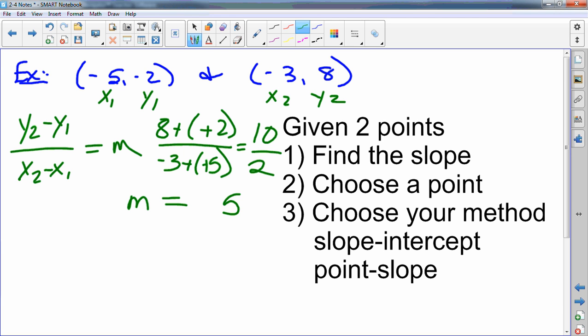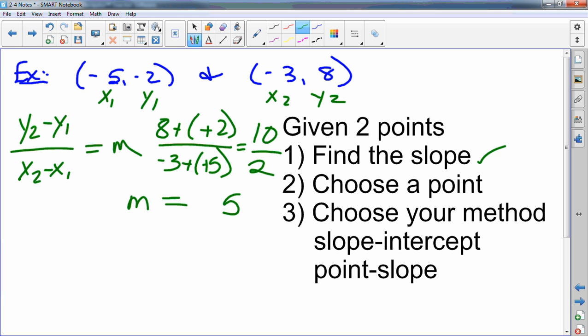So given two points, step 1, find the slope. We did that, using y2 minus y1 over x2 minus x1. If you keep forgetting the formula, or you get them mixed up, put that in there at that point so you don't forget. Now, step 2, choose a point. You're given two points that are on the line. Choose one. I don't care which one. It doesn't matter which one. You'll get the same answer.